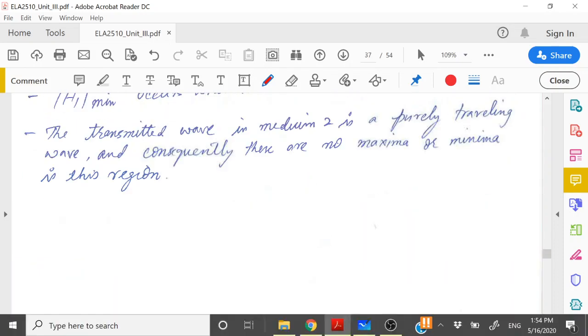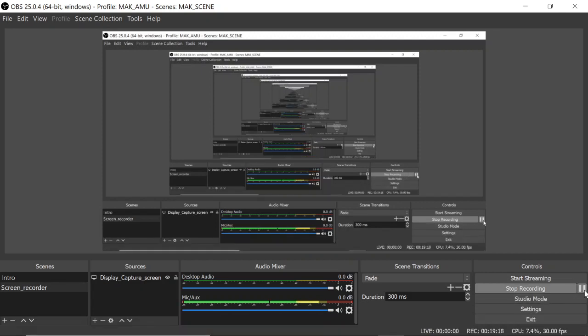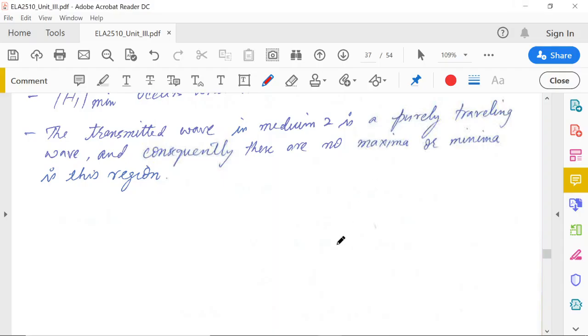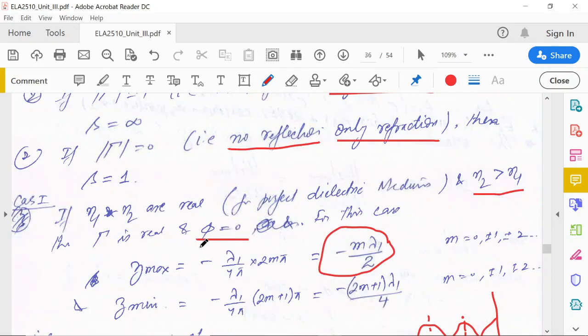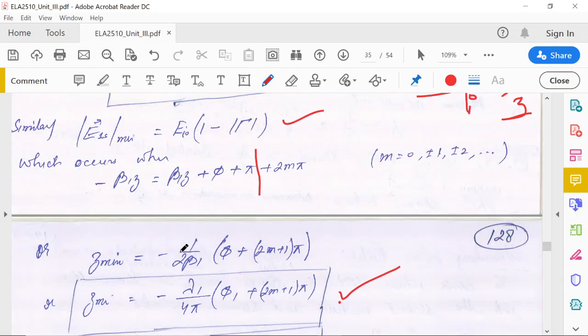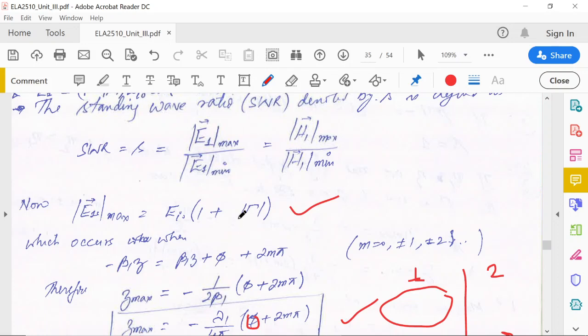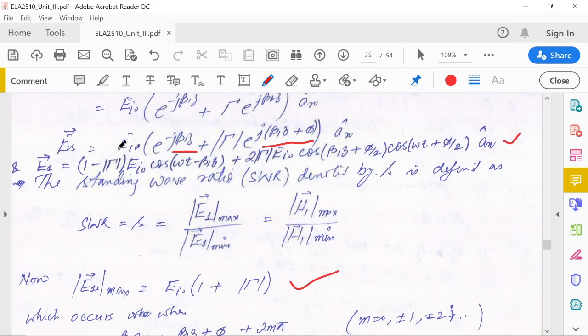So here let me show some animations if I have. Before seeing the animations, let me see what the total electric field is. If we understand this total electric field more deeply, we can visualize the standing waves for this case. What we have seen is that the total electric field in medium 1 is given by this expression. When you take the instantaneous electric field, it will be given here. What you see here is that this part of the equation seems to be a propagating wave, because you have omega t minus beta 1 z.